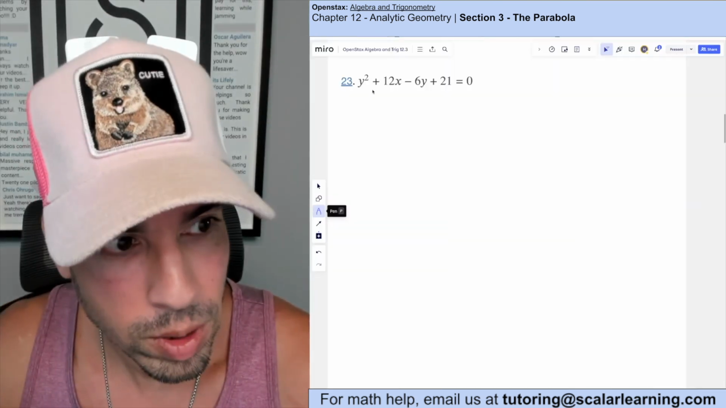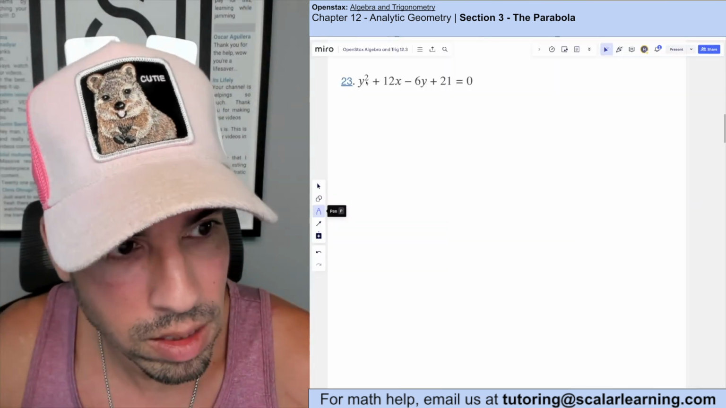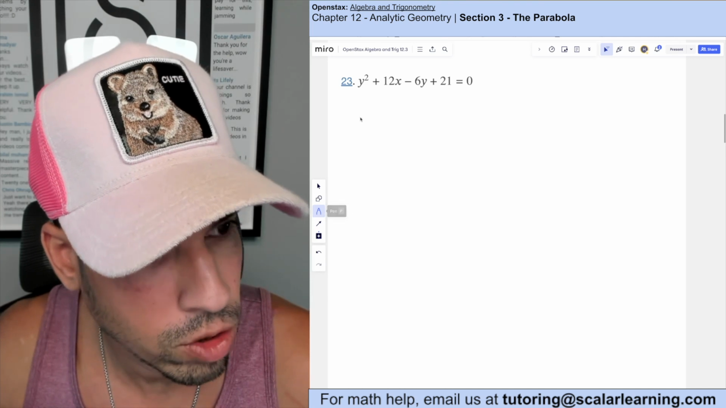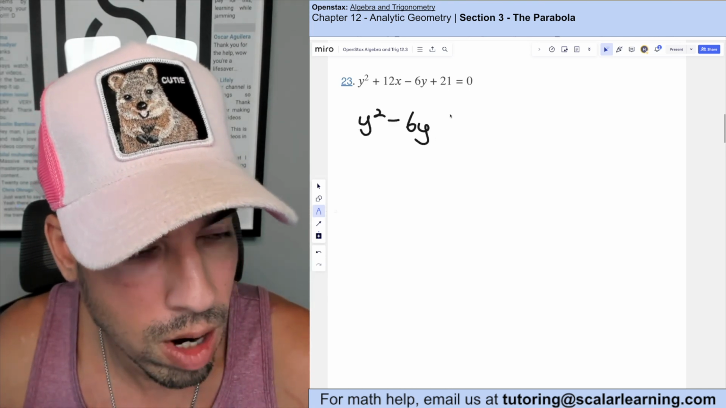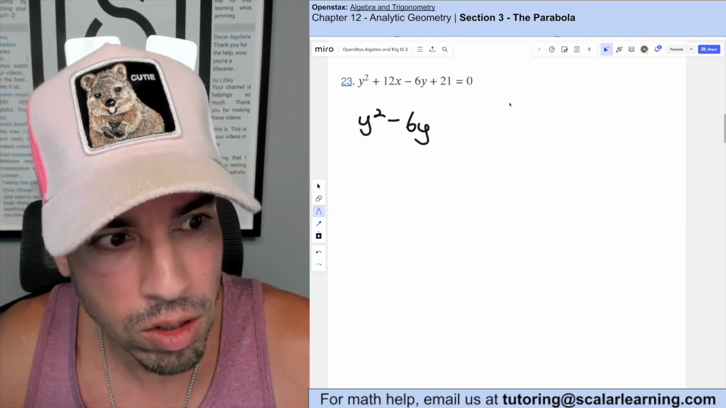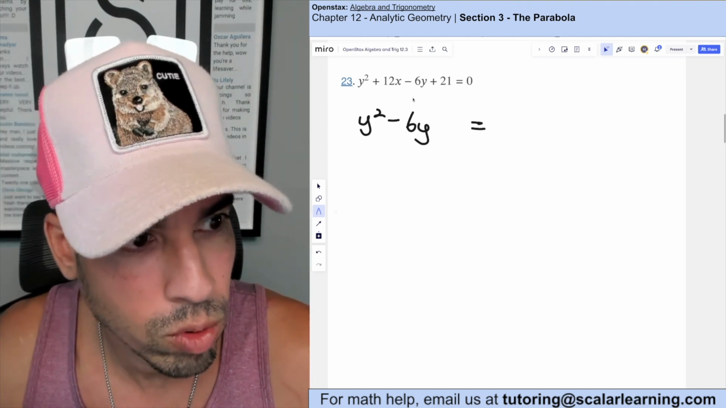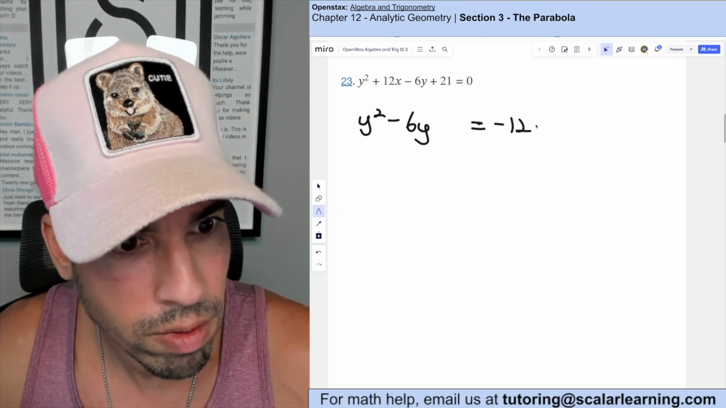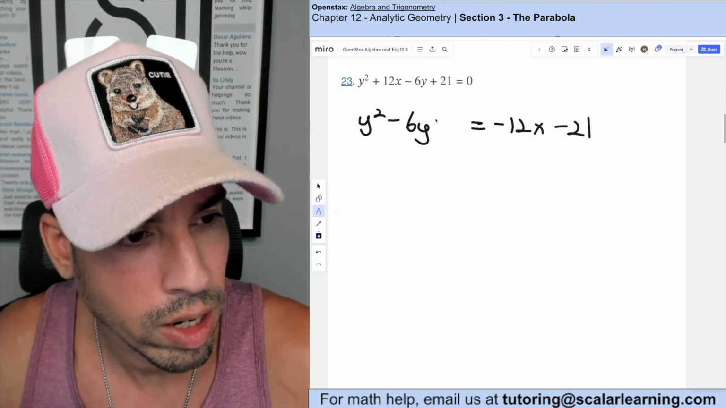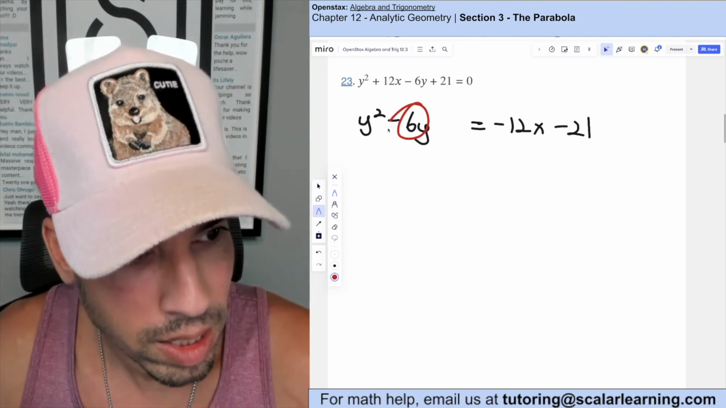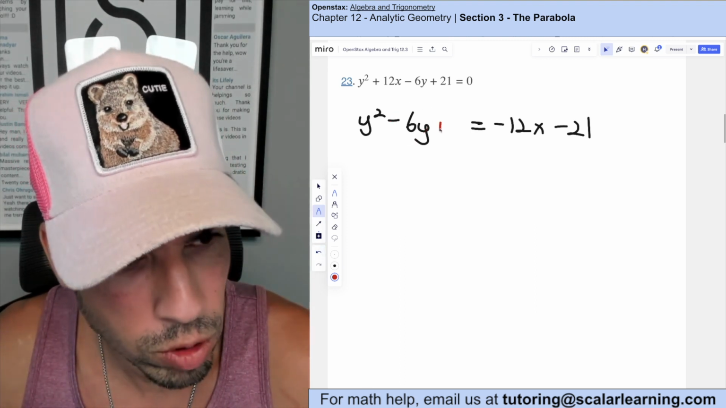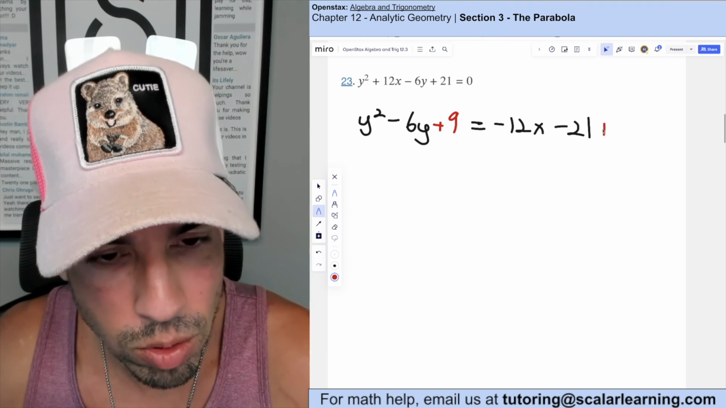Done. So for this one, to get this into standard form, I recognize that the y is being squared. So what I'm going to do is I'm going to say y squared. I'm going to group that negative 6y, and then we're going to move everything else to the other side. So we got equals negative 12x minus 21. Okay, now I'm going to do a little completing the square. Okay, so I'm going to take half of this, which is negative 3, square it, which is 9, and I'm going to add that to both sides like so.